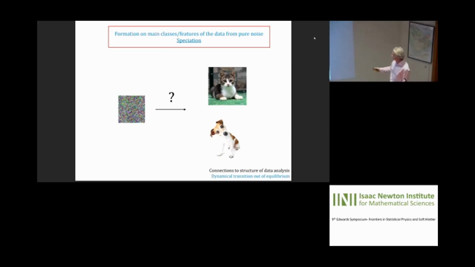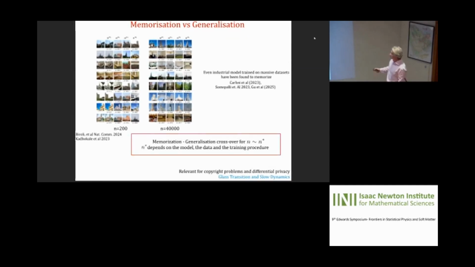And the nice thing is that you will see how the formation of classes takes place during this out-of-equilibrium backward process, and it is going to be related to a dynamical transition out of equilibrium, something in physics. Then the other problem that I want to discuss is something that is central in the field, and it's still an open topic that is very much discussed, and I will just give you a perspective on it, which is memorization versus generalization.